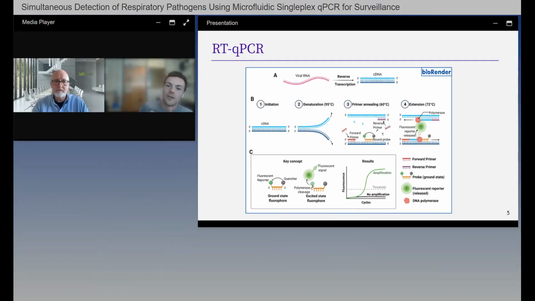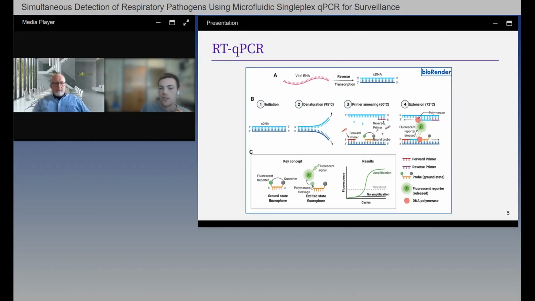The gold standard molecular diagnostic method for respiratory virus detection is taking your sample, generally a nasal swab, extracting your sample, reverse transcribing, so converting that RNA into double-stranded DNA, and going through various PCRs to amplify that fragment of interest so it's detectable. And we detect this via a fluorescent probe in a standard qPCR assay.